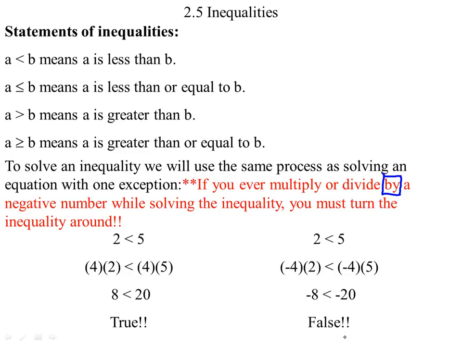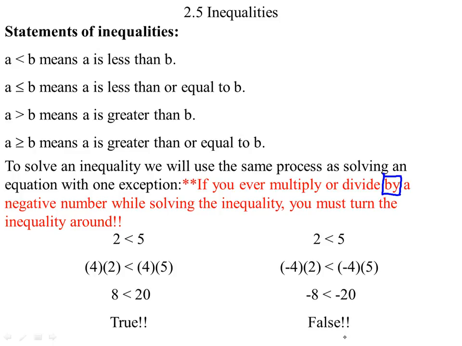So watch this. Let's take a basic inequality. 2 is less than 5. True or false? True. And let's multiply by a positive number. So now we get 8 is less than 20. True or false? True. So it doesn't mess with the number line at all. Let's go here. 2 is less than 5. We've already said this is true. Let's multiply by a negative number.